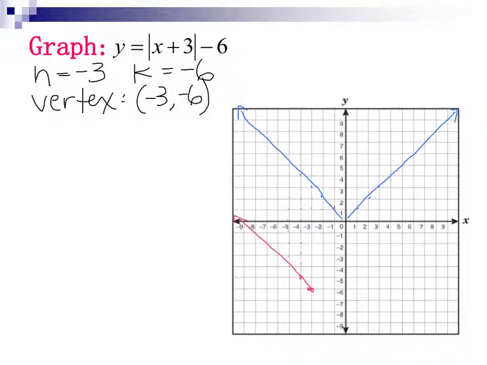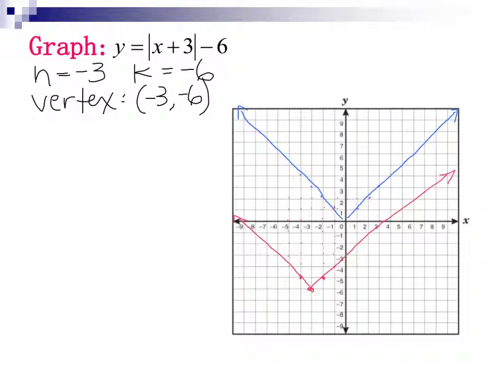And to do the right, we'll do the same thing. To the left 3, 1, 2, 3, down 6, 1, 2, 3, 4, 5, 6. And 2, 2, left 3, 1, 2, 3, down 1, 2, 3, 4, 5, 6. And I now have the right side of my function.